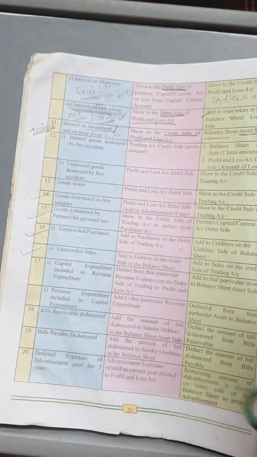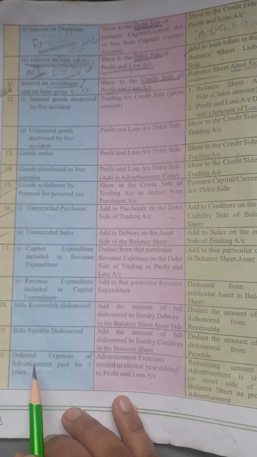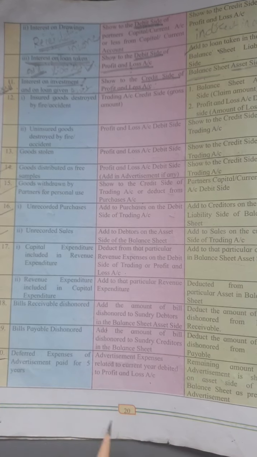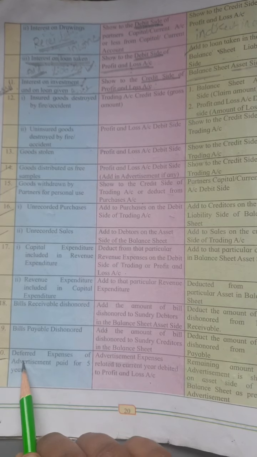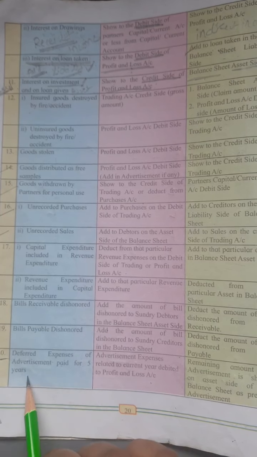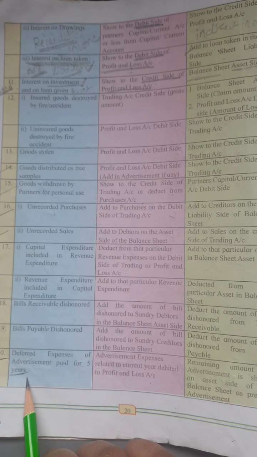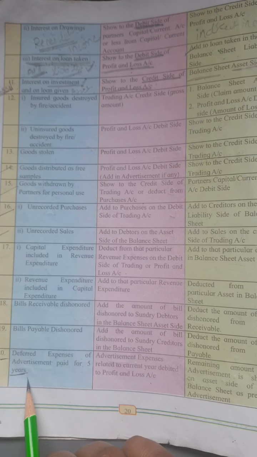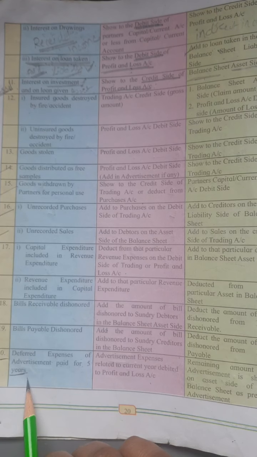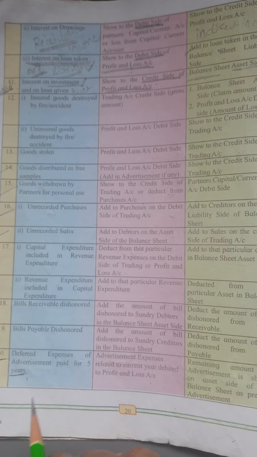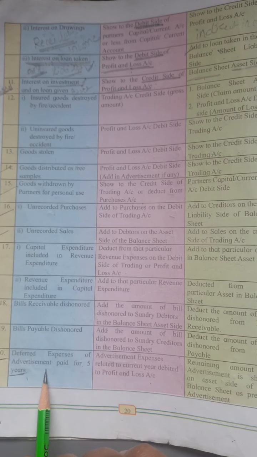See next adjustment number 20 given on page number 20, deferred expenses of advertisement paid for 5 years. So students, always remember, when we record or when we prepare final accounts, in case of a trading account and nominal account, we record all expenses and incomes, whether that income or expenses are direct or indirect. To those particular ledger accounts, we record these expenses and incomes.